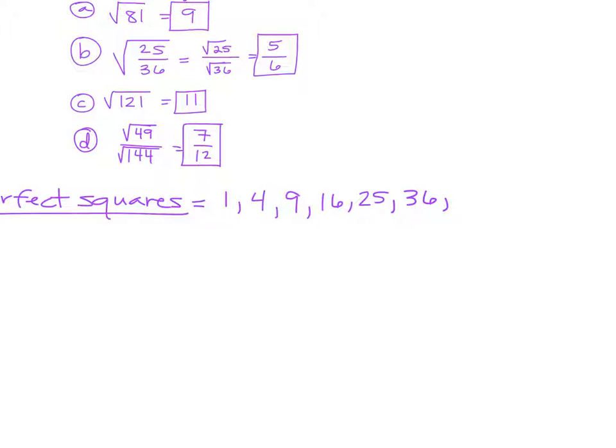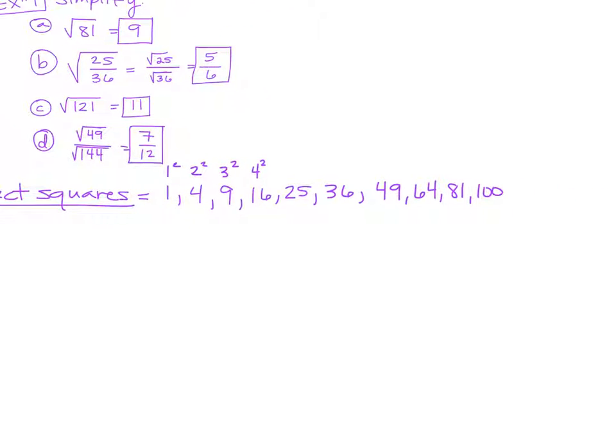36. 6 times 6. Okay, 7 times 7. 8 times 8 is 64. 9 times 9 is 81, and 10 times 10 is 100. So this is a list of the most common perfect squares, right? This is 1 squared, this is 2 squared, this is 3 squared, this is 4 squared, and so on and so forth. If you can keep those ones memorized, maybe you want to add, we do 121, that's 11 squared, 144, that's 12 squared. Anyone know 13 squared?